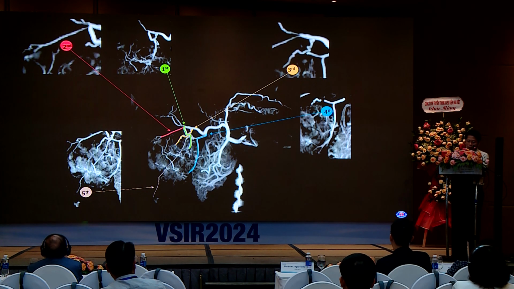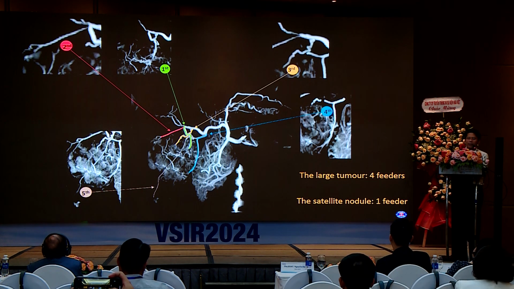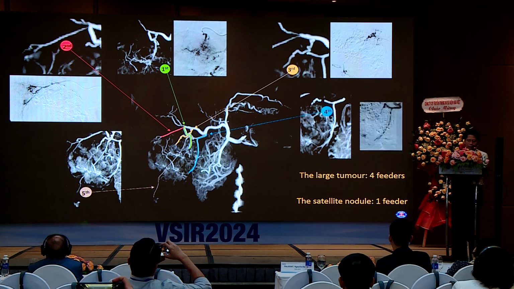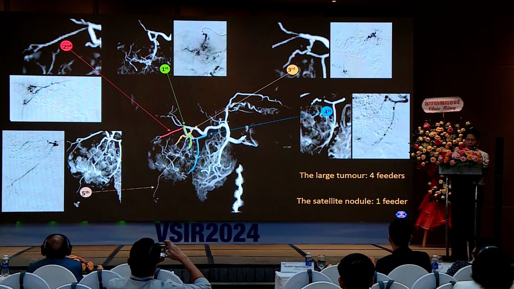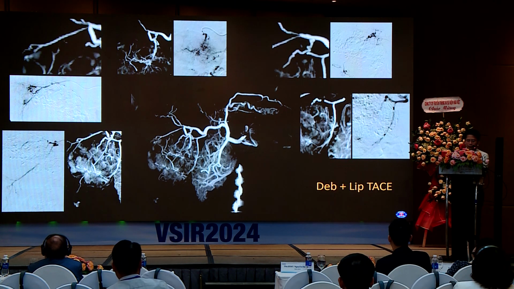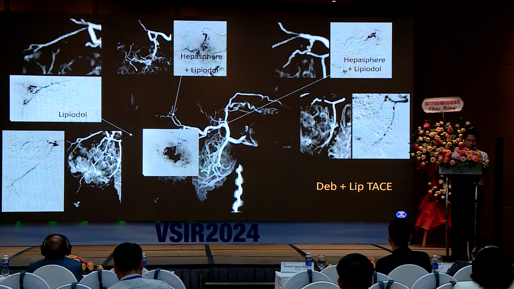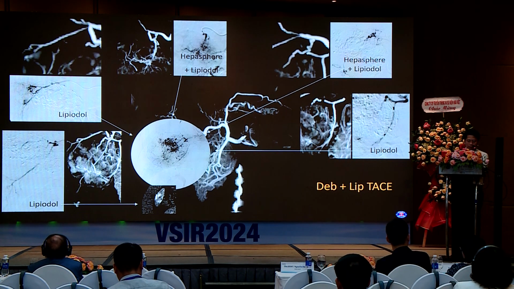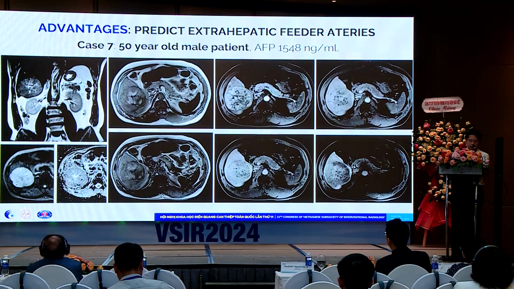So we can make a plan and select the feeders and not waste time on the non-feeder arteries. This is the first, the second, the third, the fourth, and the fifth. And then we treat the patient with TACE. And here is the lipiodol deposition in this tumor. This is a small tumor after the TACE.